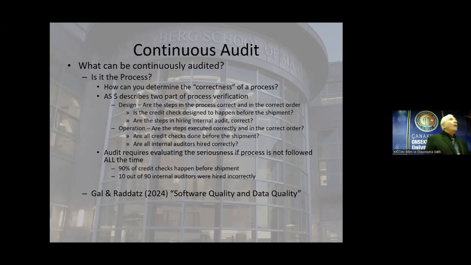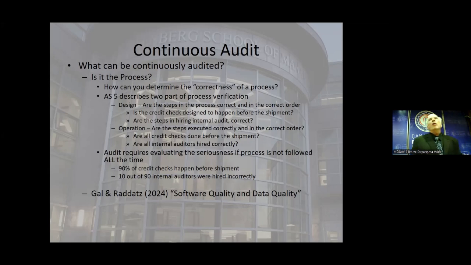Suppose they say, we look at all credit checks, and in my class, I had the students doing a 100% audit of 1.5 million transactions that they have to look at and do some analysis using some techniques that we talk about in class. But so that, let's say that all credit checks done before shipment. Well, here's the problem. What if not all of them? Or what if not all internal auditors are hired correctly according to the guidelines that are set in the design? So what do you do?